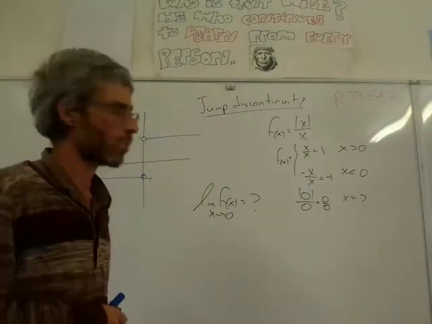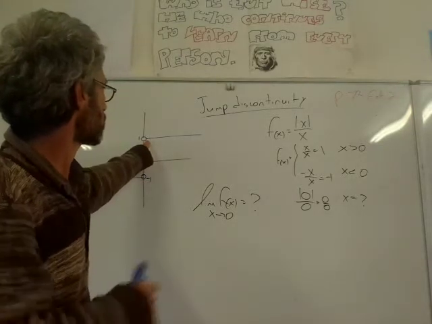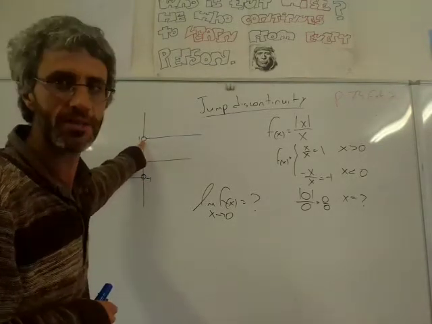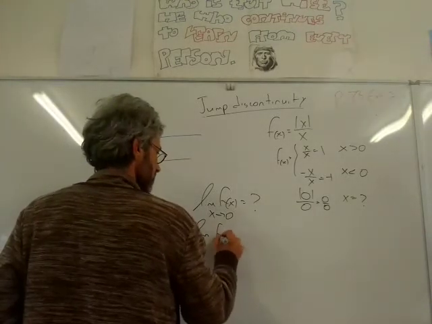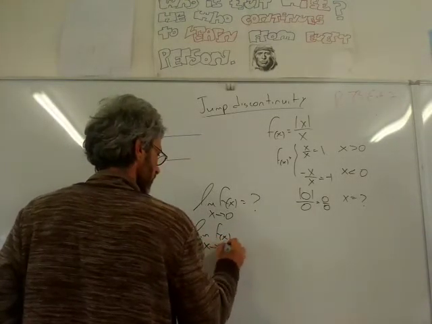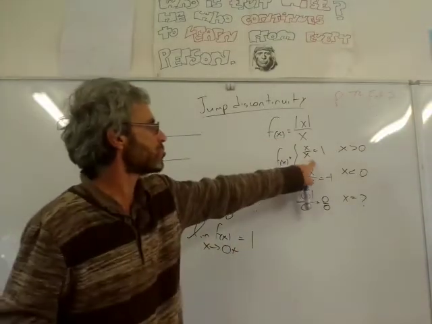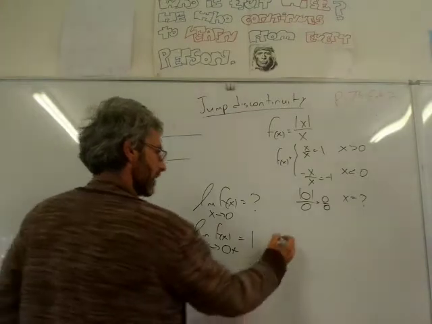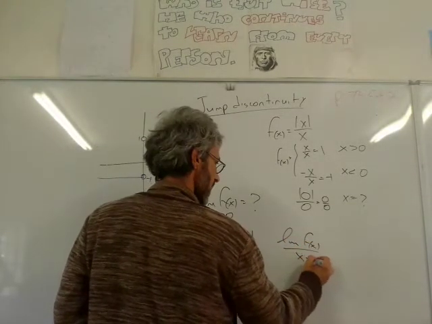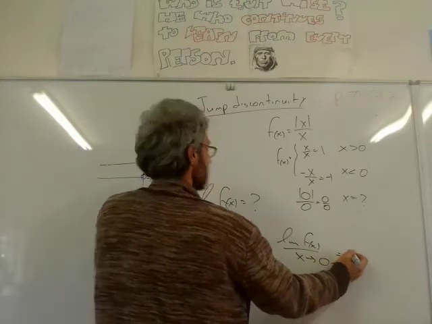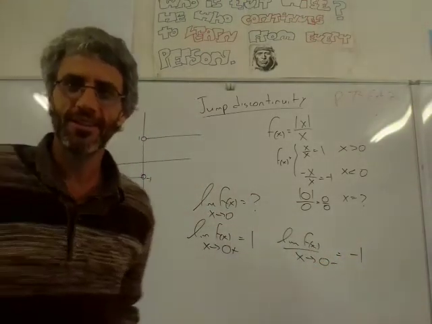Now, there are two reasons why there's no limit here. First of all, if I approach 0 from the right, I get close to 1. If I approach 0 from the right, then I have to use the top one, and that's a 1. If I approach f of x from the left, then I'll get minus 1. So there is no limit.